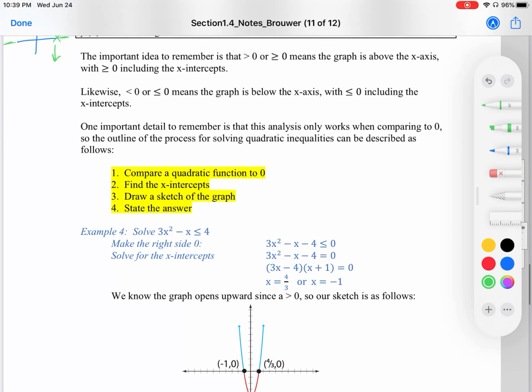All right, so we have some steps to help you follow. 1, you want to compare a quadratic function to 0. Find the x-intercepts, that means set it equal to 0, and solve.